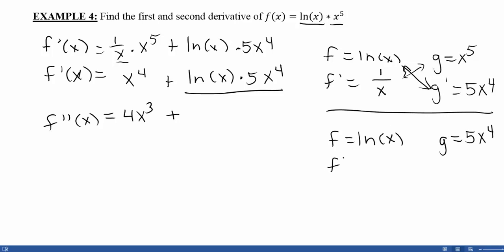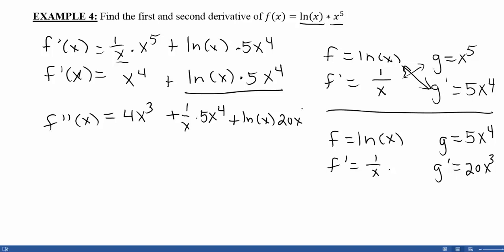Then I'm going to find each of their respective derivatives. So the derivative of ln x is 1 over x, and the derivative of 5x to the fourth is 20x cubed. So now I'm going to do f prime times g. So 1 over x times 5x to the fourth plus f times g prime. So plus the natural log of x times g prime, which is 20x cubed.